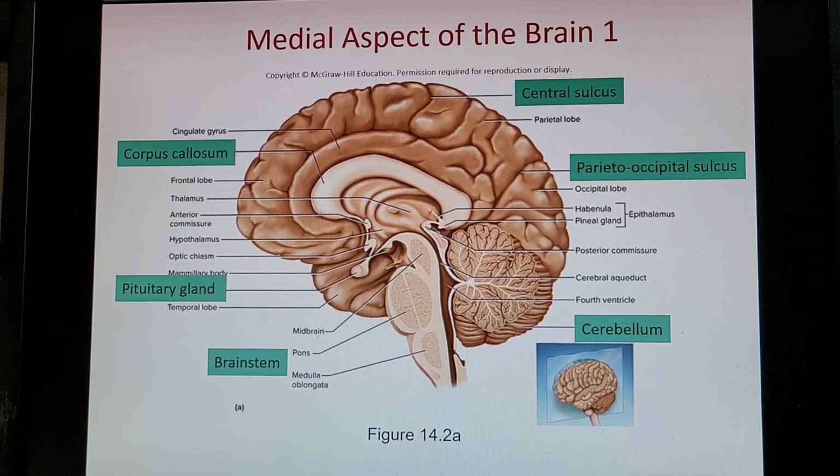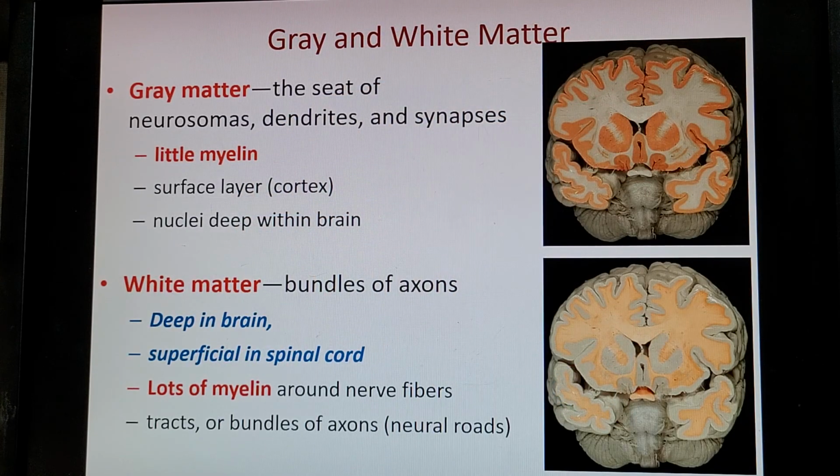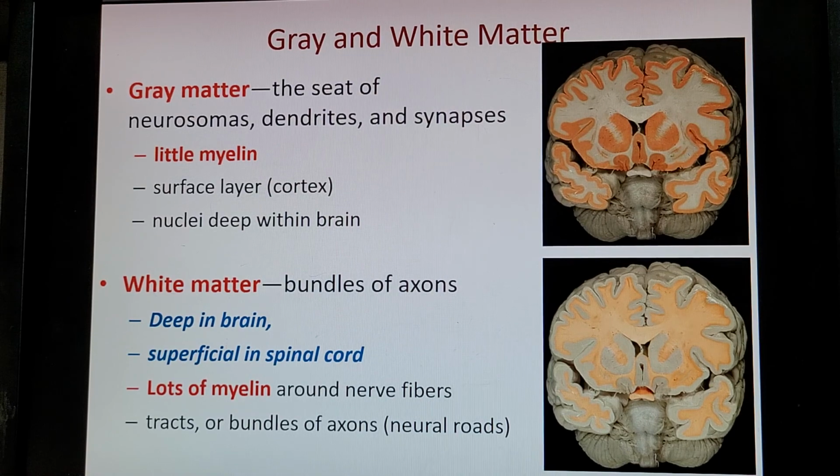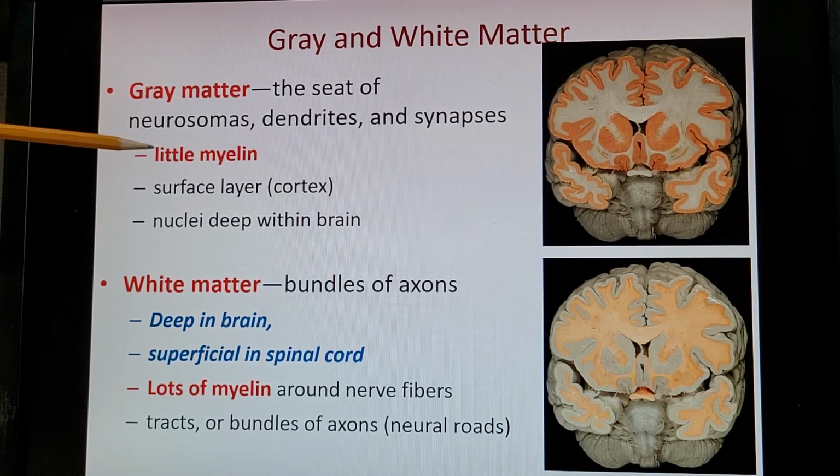Okay, if we took our brain and made a different type of cut, in this case a coronal or frontal cut through the brain, we're able to see that we have two different colors in our brain: white matter and gray matter. The gray matter portion has very little myelin, so that's why it has a darker color. The myelin gives a white appearance because it's mostly fat.